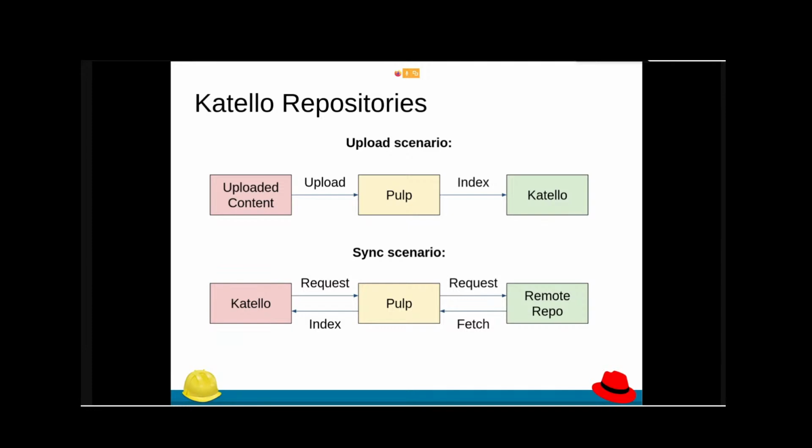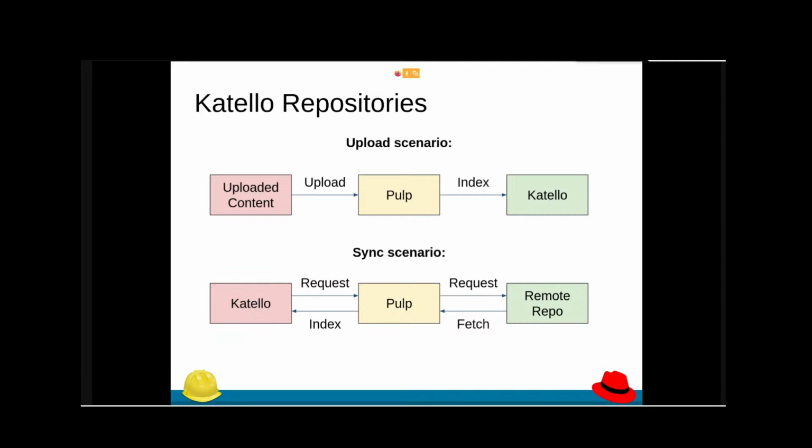So there are a few ways for Katello to receive the content, to manage it and host it. You see at the top, there's this upload scenario. You would upload the content to Pulp through Katello, and then Katello will index that. And then there's the sync scenario, where Katello will tell Pulp what to sync. Pulp will sync it, fetch it from the remote repo, and then Katello will grab the information from Pulp so it knows what Pulp downloaded.